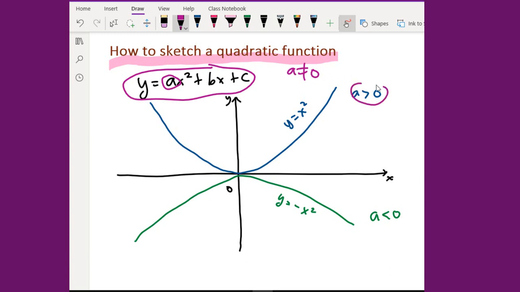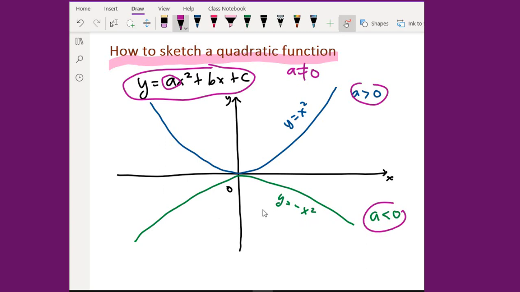Then it depends on a. When a is positive, the graph is a smiling graph, concave up, or opens up. The graph opens up like this. Let's say y equals x squared. The graph is a smiling graph that opens up. When a is negative, the graph opens down, or is a sad graph. This is an example for y equals negative x squared. This is actually the general pattern for a quadratic.